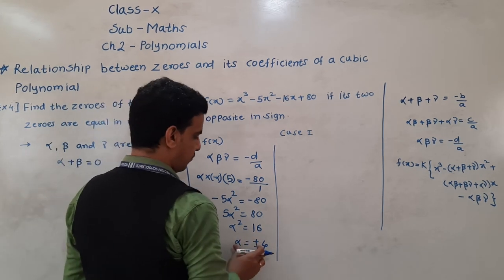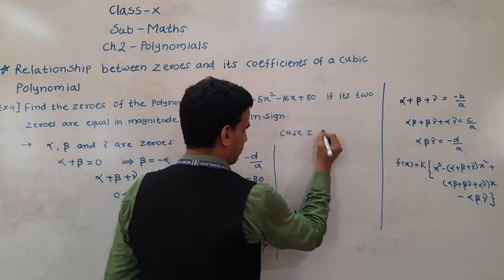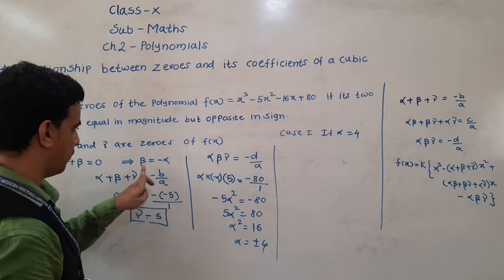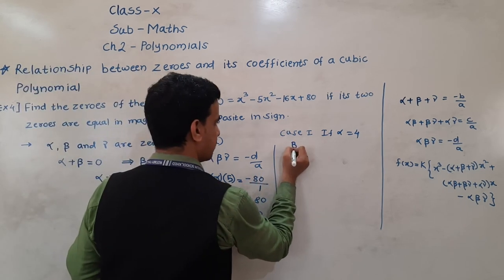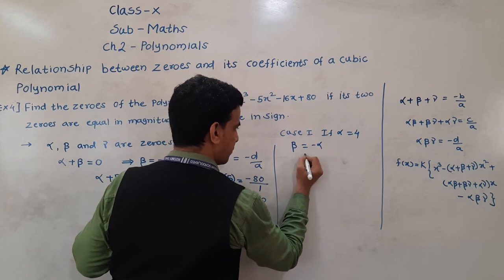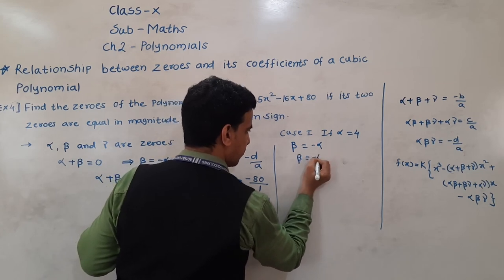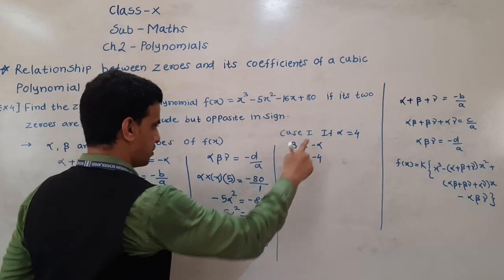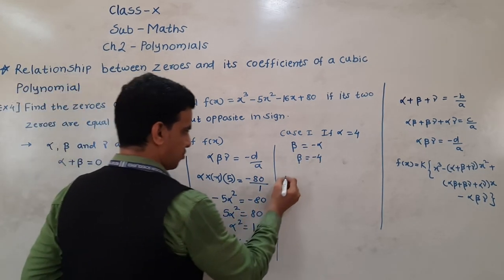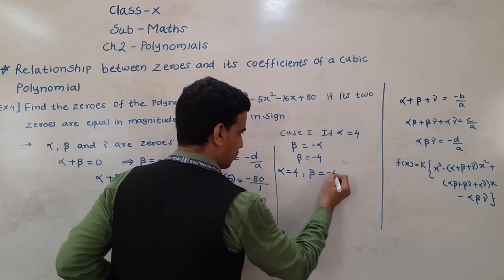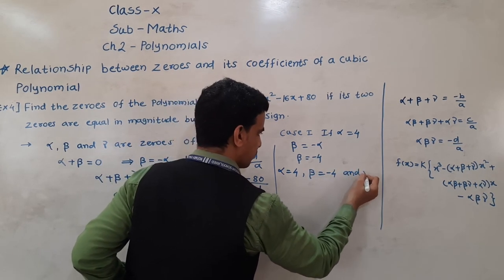Okay, so if alpha is plus 4, the value of beta is minus alpha. So beta is equal to minus alpha, which means the value of beta is minus 4. Okay, so in this first case we have three zeros, that is alpha is equal to 4, beta is equal to minus 4, and gamma is equal to 5.